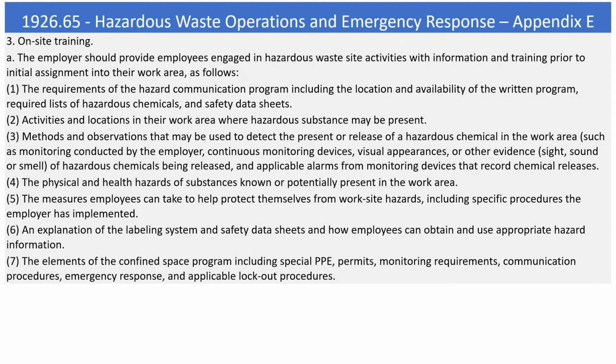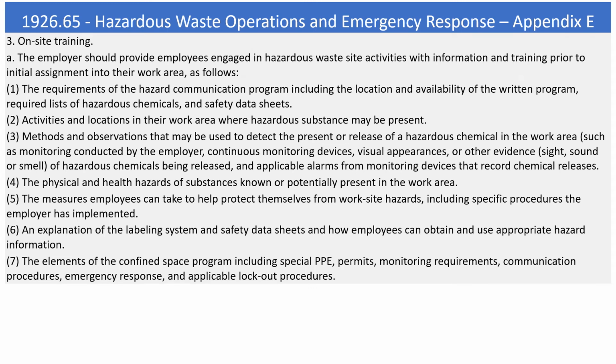3. On-site training. A. The employer should provide employees engaged in hazardous waste site activities with information and training prior to initial assignment into their work area, as follows. 1. The requirements of the Hazard Communication Program, including the location and availability of the written program, required lists of hazardous chemicals, and safety data sheets.